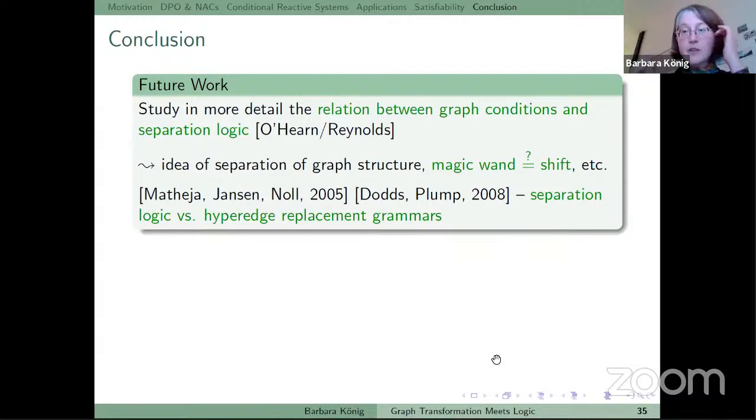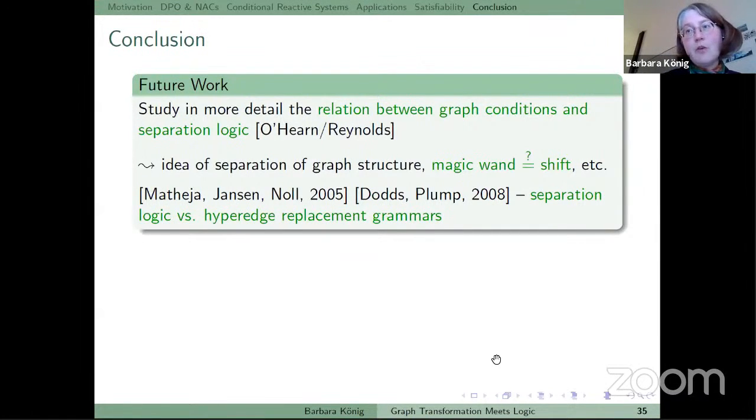So this almost concludes the talk. But I have one finishing slide. So future work, I have one idea. Something that is not really fully worked out in my mind, and maybe this could be interesting for discussion.